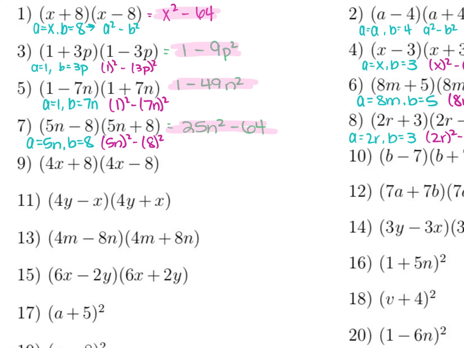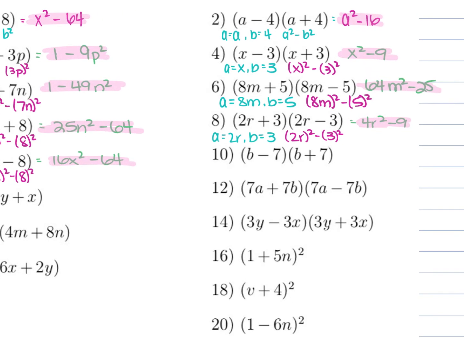For number 9, we have 4x plus 8 times 4x minus 8. Your a is the 4x, your b is the 8. We're going to use the 4x to the second power minus 8 to the second power. So this gives us 16x squared minus 64.